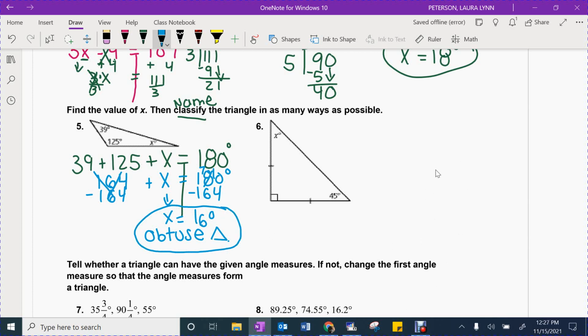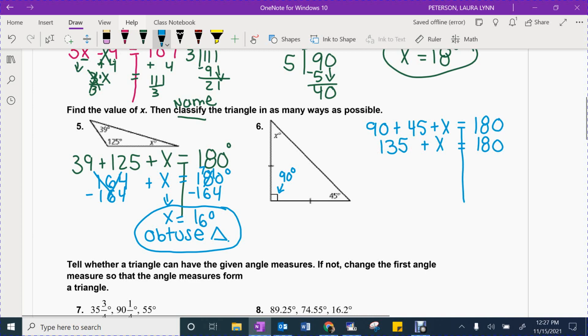Now I do the same thing but on question 6. Now with question 6, when I start to add up the numbers, I need to remember that if I see a box in the corner, this means 90 degrees. So when I start to do this, I'm really adding 90 plus 45 plus x. And all triangles add to 180, so this is equal to 180. Adding my numbers, 90 and 45, we get 135 plus x equals 180.